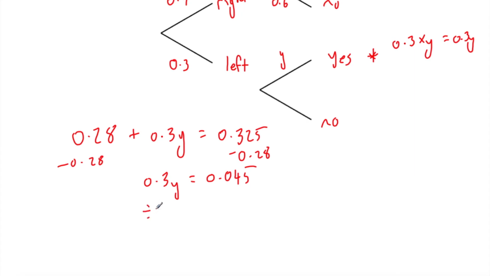Now we don't want this 0.3 here, we just want to find out what y is. So let's divide both sides by 0.3. 0.3y divided by 0.3 would just leave you with y. And on the right hand side, 0.045 divided by 0.3 would be equal to 0.15. So that means that this probability is 0.15. And that's it.